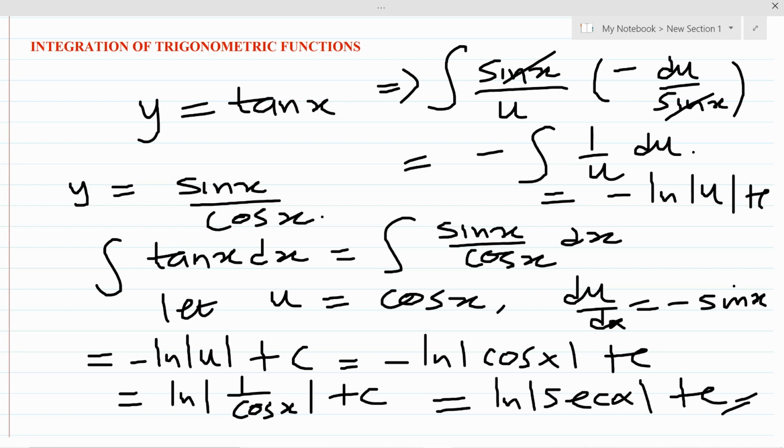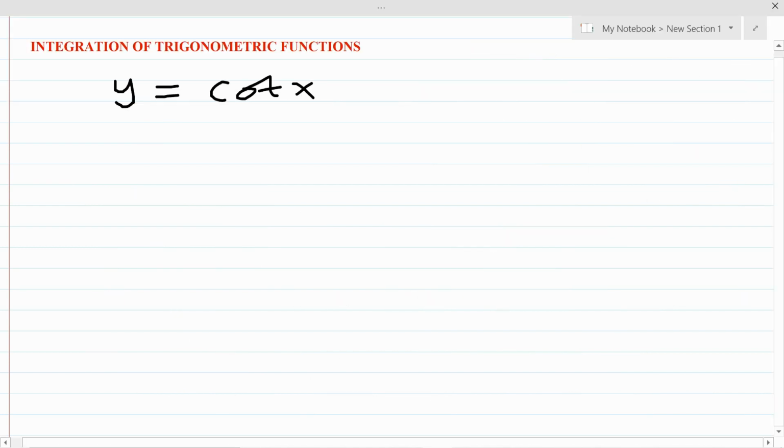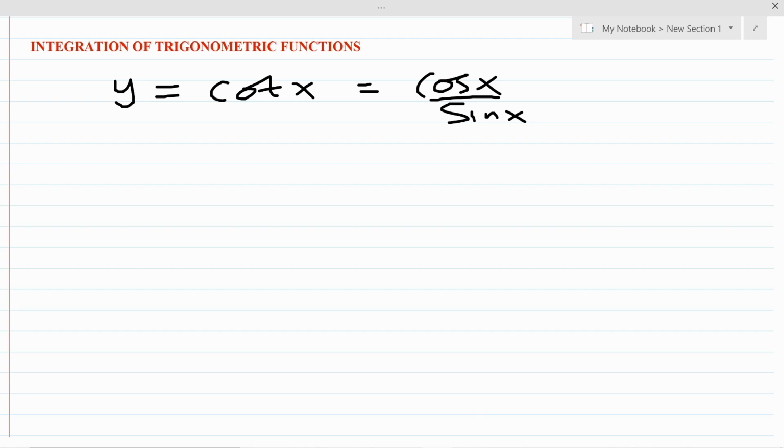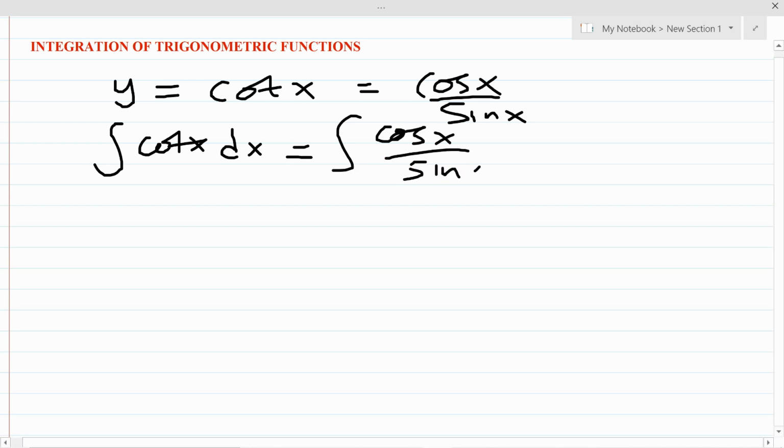Already we know the integral of sine and cos, which we explained in our first example. So let's look at the other ones. That is 1 over cos, that is sec, and let's also look at cosec and cot. If I have y equals cot of x, you know that this is the same as cos x over sine x from our basic trig identities. Then the integral of cot x dx is the same as the integral of cos of x over sine of x dx.